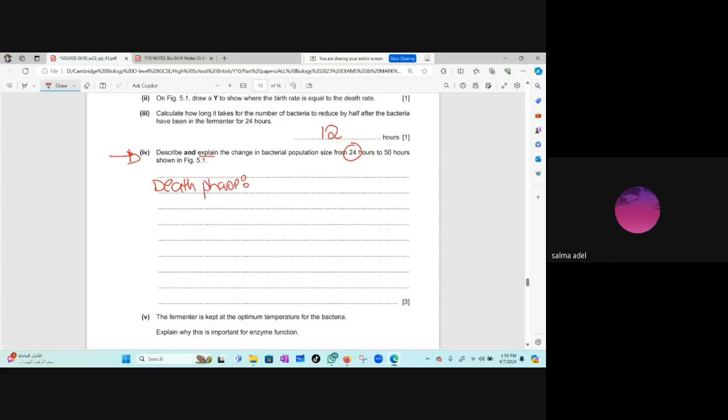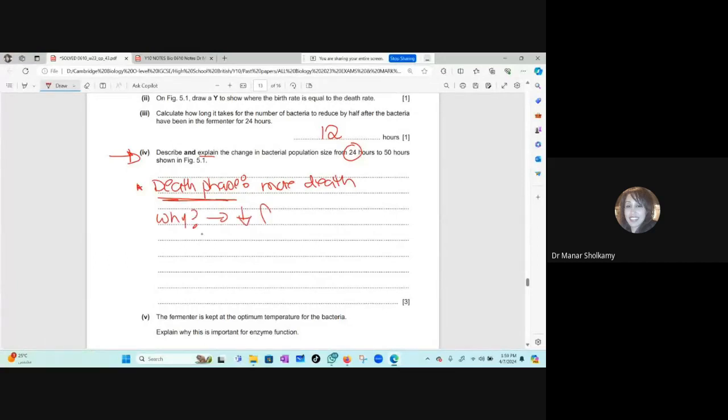There was lack of food. There was a high level of toxins. Overpopulation. Let's just mention what happens in the death phase. Correct. Everything you said is correct. In the death phase, there are more deaths than births. The bacteria will die. Why? This is the explaining part.